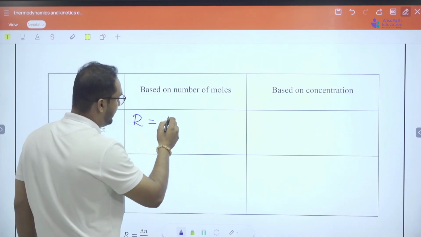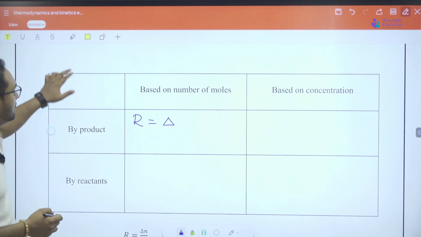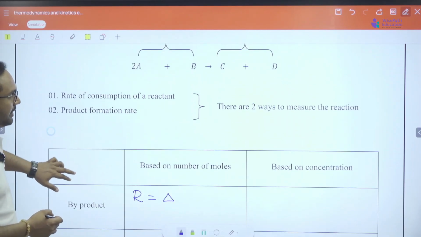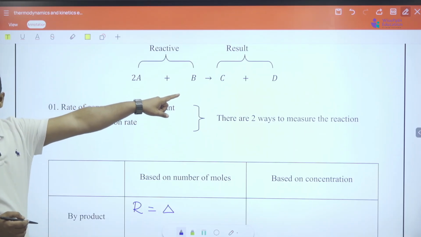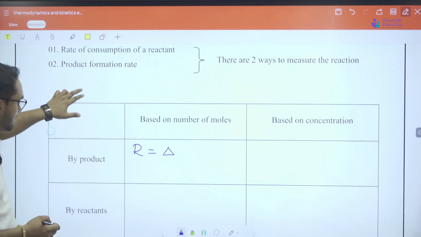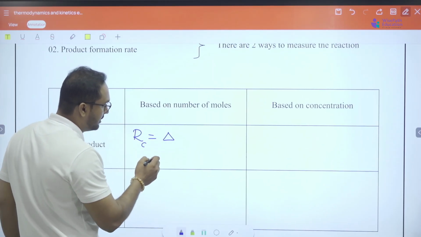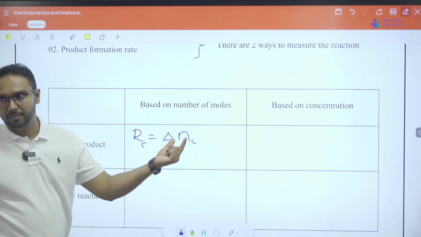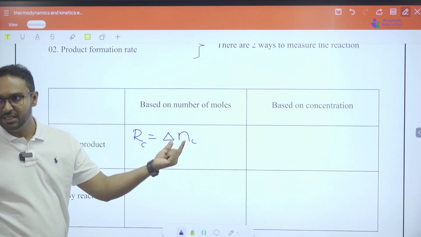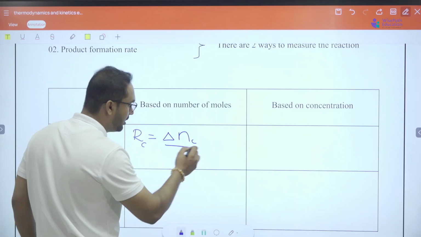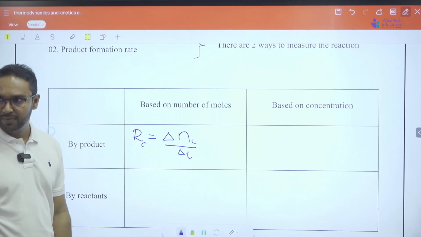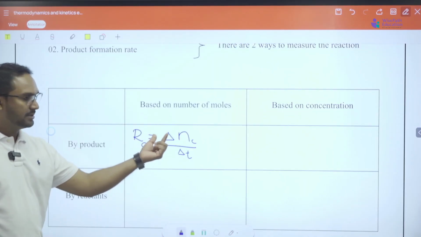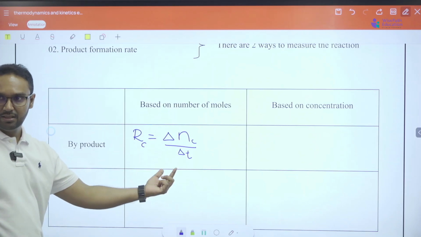Delta, the number of moles, that will be delta n. If I write it depending on the product C, I am considering the production of C. So I'll take it as R_C equals delta n_C, the final minus initial amount of C, divided by delta t. This is the format that you write it. That is the time difference, and this is the molar difference, final minus initial.